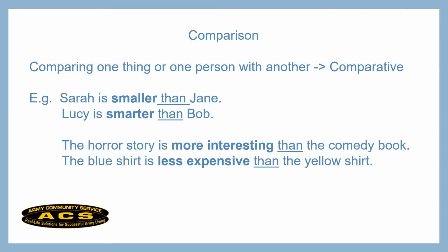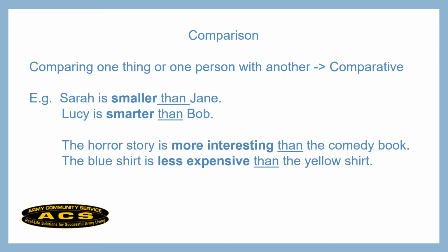So for example, I can say Sarah is smaller than Jane. So I'm comparing their size or height. I can also say Lucy is smarter than Bob. So I'm comparing their intelligence. I can also say the horror story is more interesting than the comedy book, or the blue shirt is less expensive than the yellow shirt.